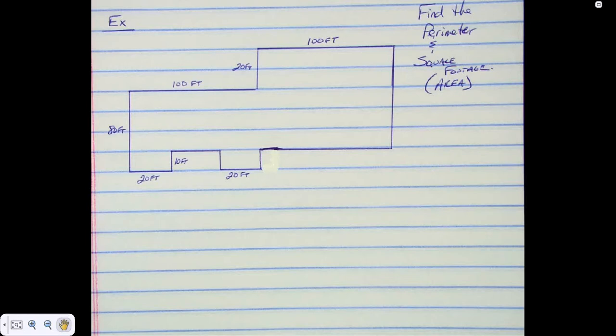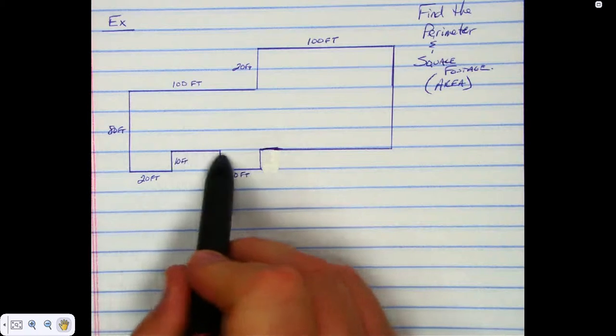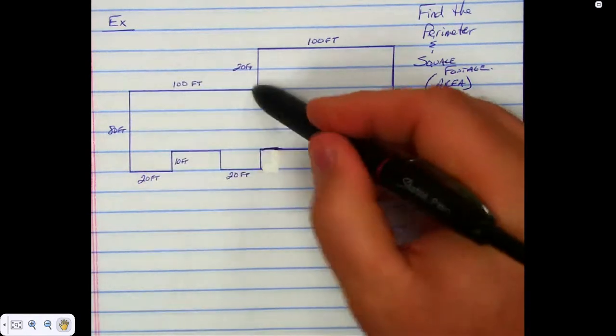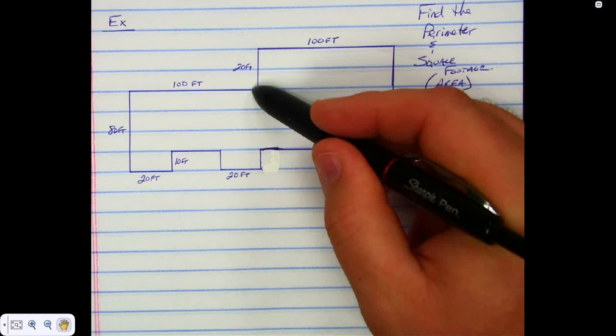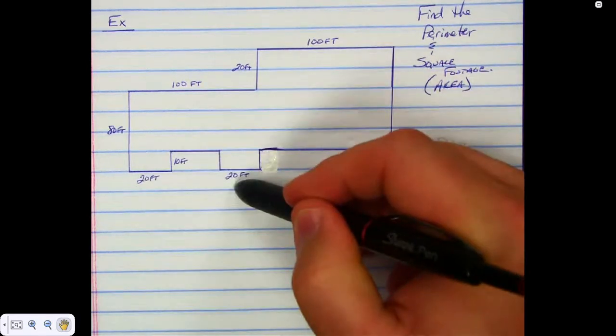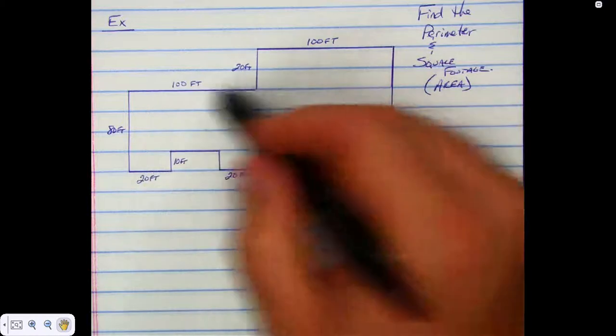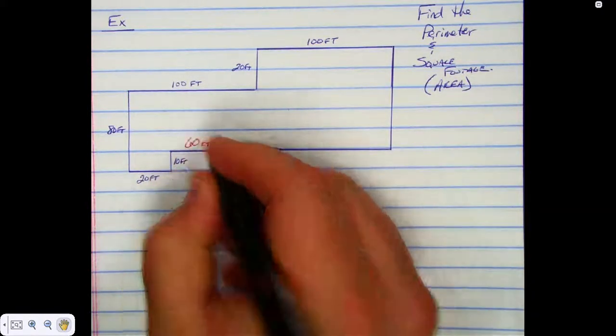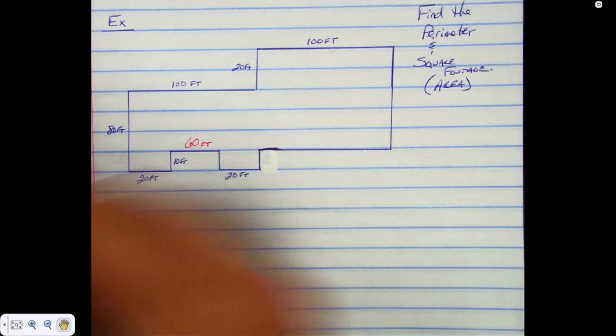So that's the first one that we don't know. Can anybody give me a hint, an idea how we think we could find this side right here? Take 100 minus 40. Why are we doing that? Because here to here is 100, correct? Yeah. And we know this is 20 and this is 20. 100 minus, so this is 40 of the 100. What's the only thing left for it to be? 60 feet. Everyone agree?